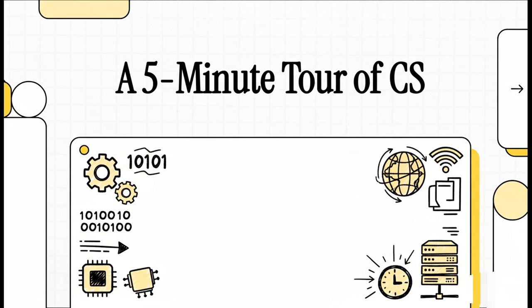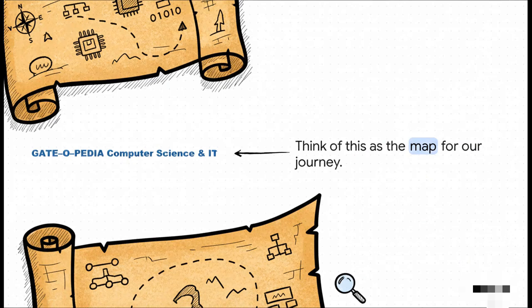So think of this as your ultimate high-speed study guide. Now, for this little tour, we're using a fantastic guide, the Gatopedia for computer science. It just lays everything out so clearly. It's pretty much the perfect map for our journey.